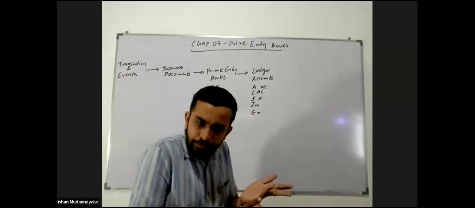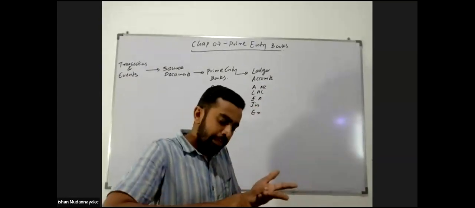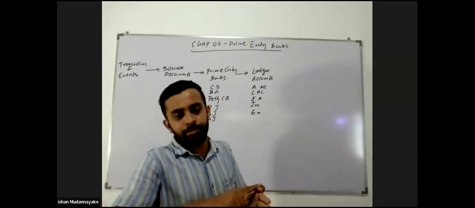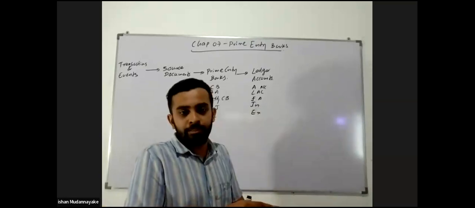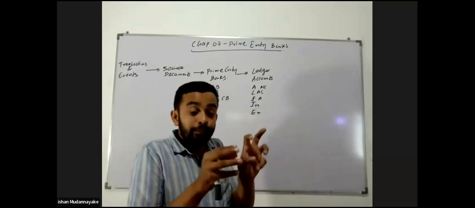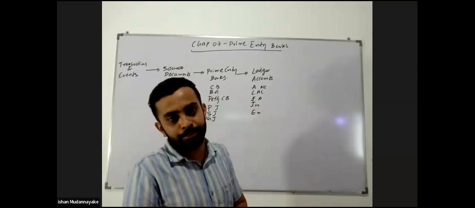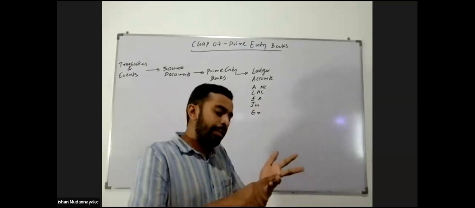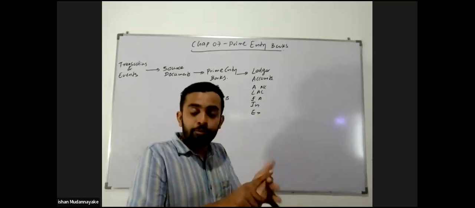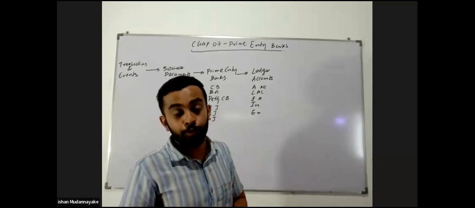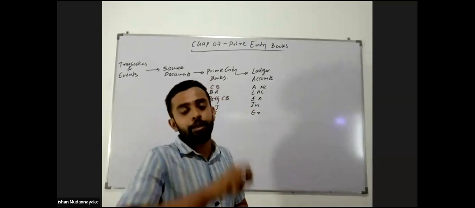Okay, elements of accounting: assets, liability, equity, income, and expenses. Those are the elements. As well as those are the types of ledger accounts in the business organization: asset accounts, liability accounts, equity accounts, income accounts, and expenses accounts. Those are the 5 types of ledger accounts.